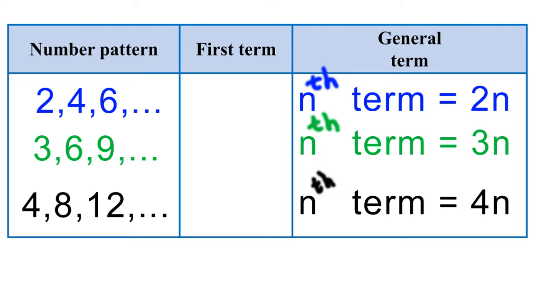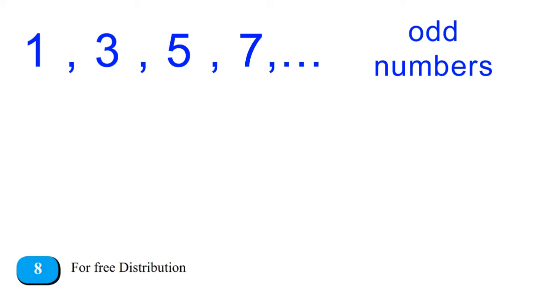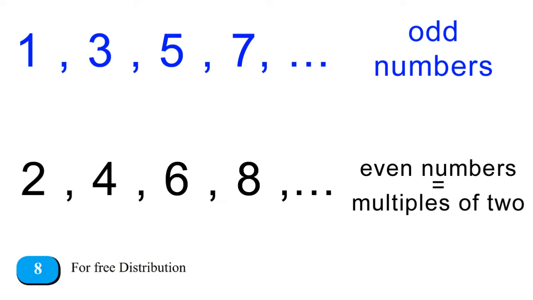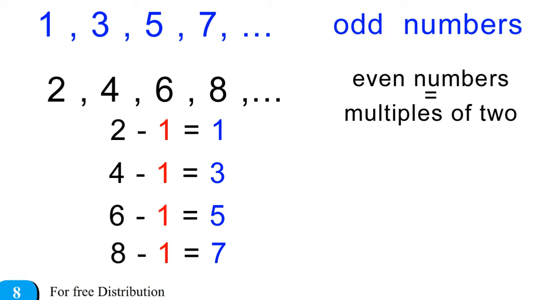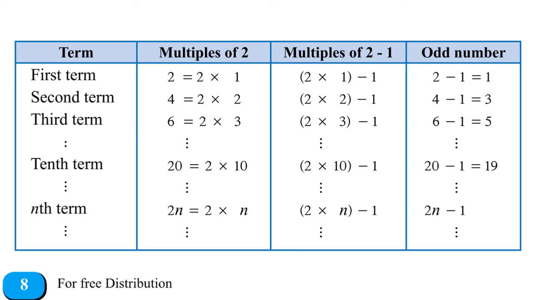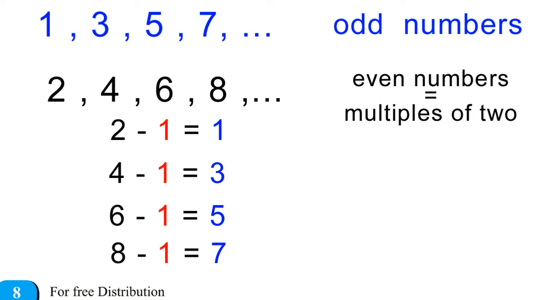Since we know the general term of multiples of 2, we will try to find out if there is any relationship between these two number patterns. Yes, it is obvious. When 1 is subtracted from any multiple of 2, we will be able to get an odd number.